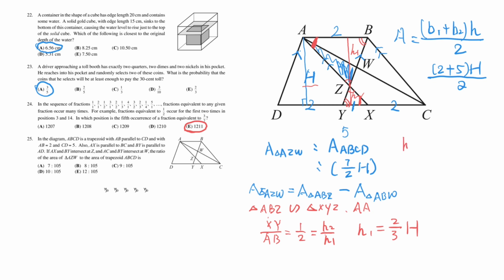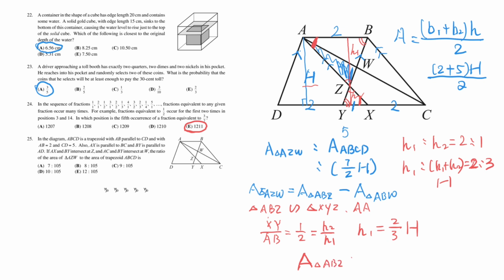The reason is H1 to H2 is 2 to 1. So H1 to H1 plus H2 is 2 to 3. H is the capital height, the trapezoid height. So H1 equals 2/3 of H.